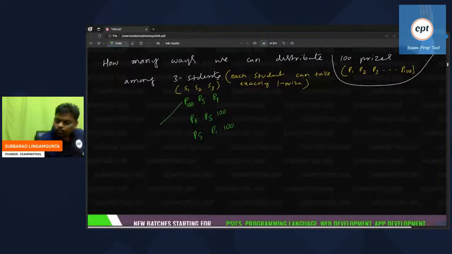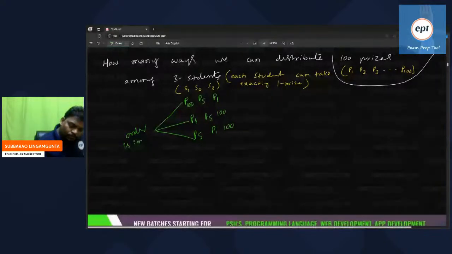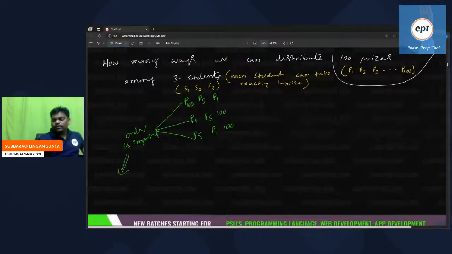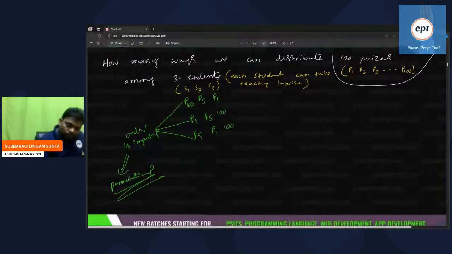So what I mean to say is order also important. Remember, order is important. Order important means that is called permutations. Order is not important, that is called combination.